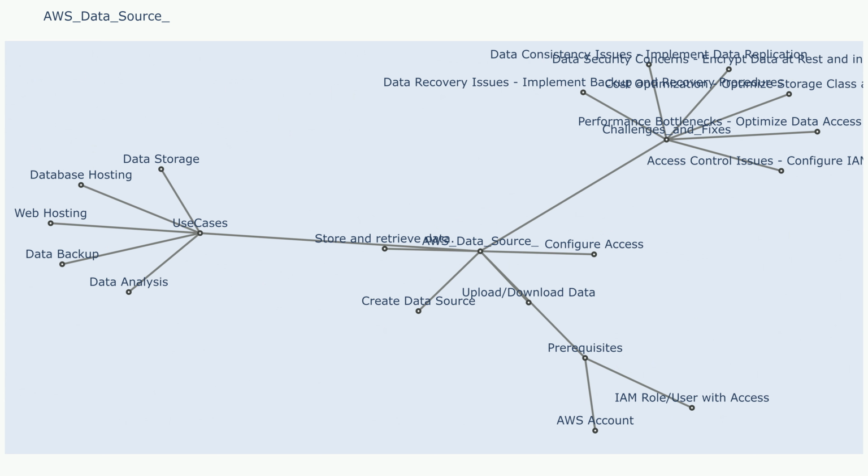Data recovery issues. Fixes: implement backup and recovery procedures. Regularly backup data to ensure its availability in case of data loss or corruption. Establish recovery procedures to restore data from backups.